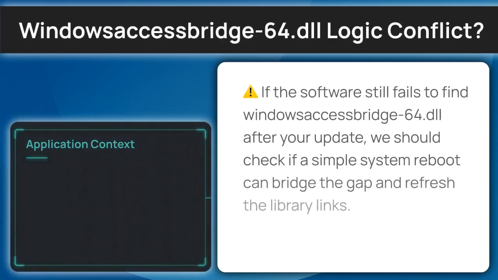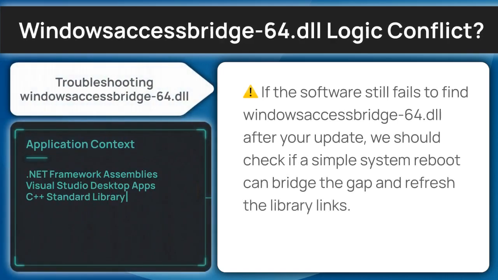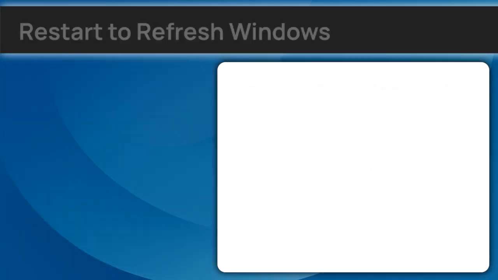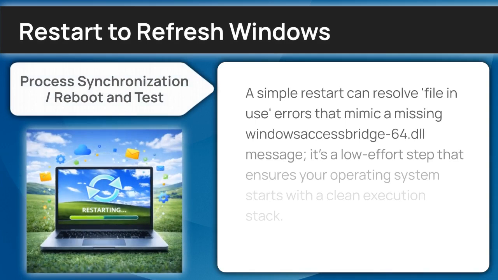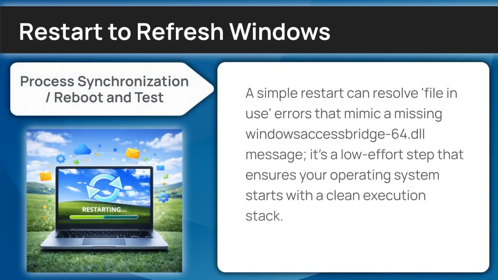If the setup package didn't provide a resolution, we need to look under the hood at how your system handles current session configurations. A standard reboot clears out temporary memory conflicts and gives the Windows loader another chance to properly register the Windows AccessBridge component during startup.